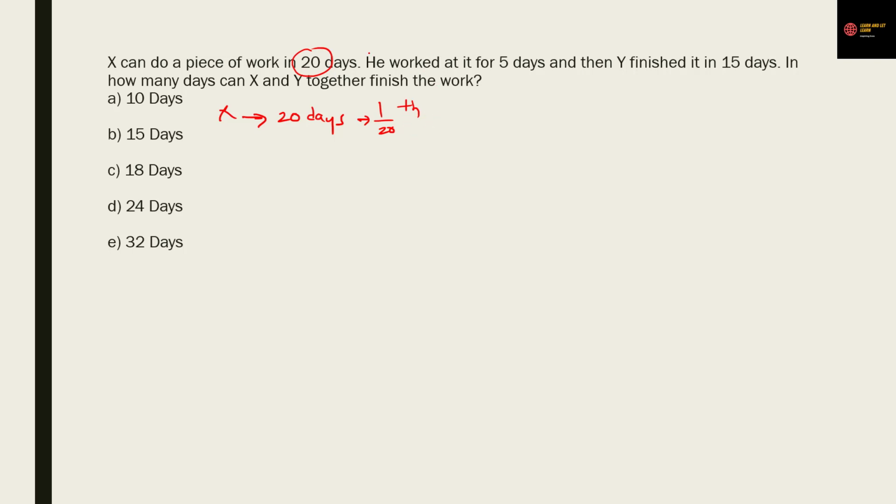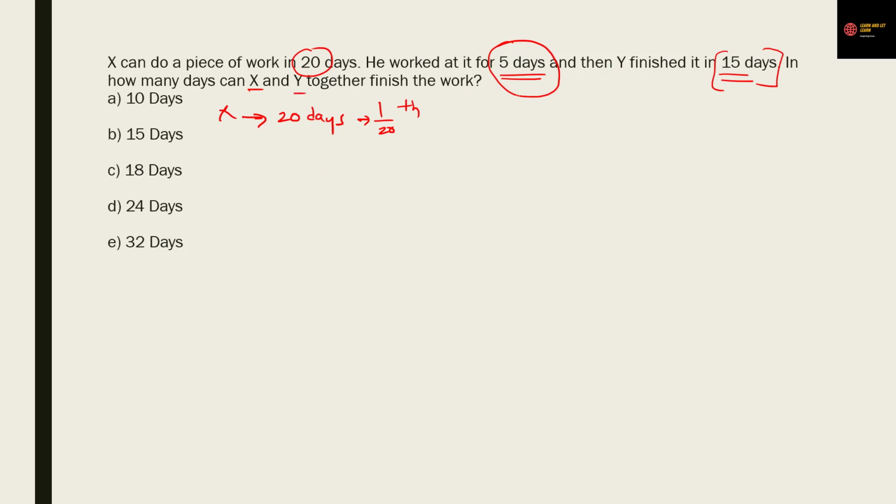Now he has worked at it for 5 days. So he worked at it only for 5 days, and then Y finished it in 15 days. So after X worked for 5 days, Y came and finished the work in 15 days. How many days can X and Y together finish the work?